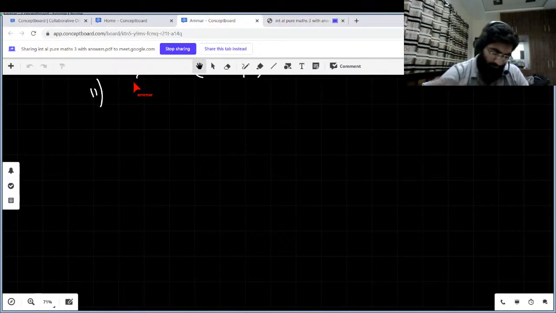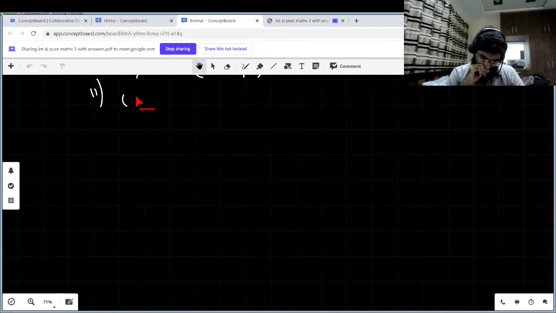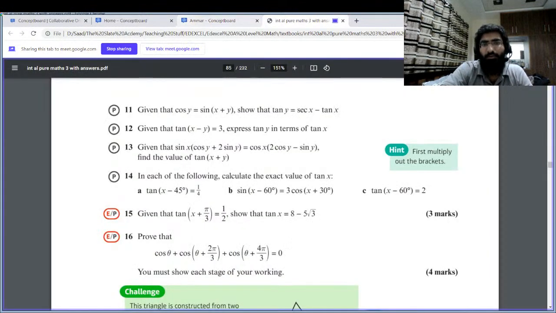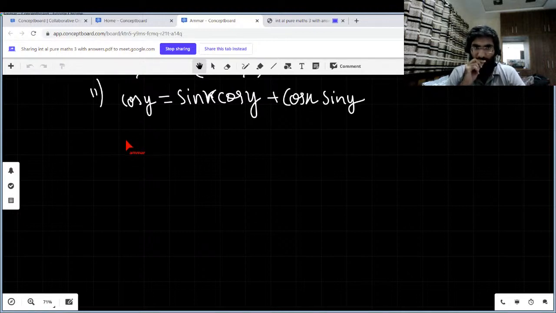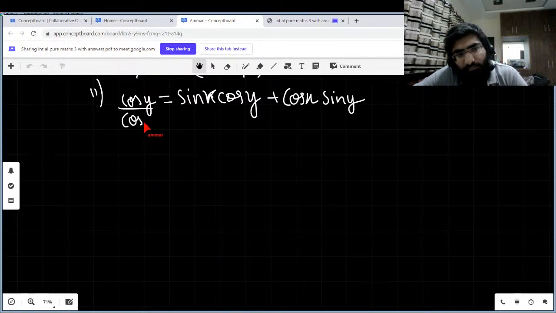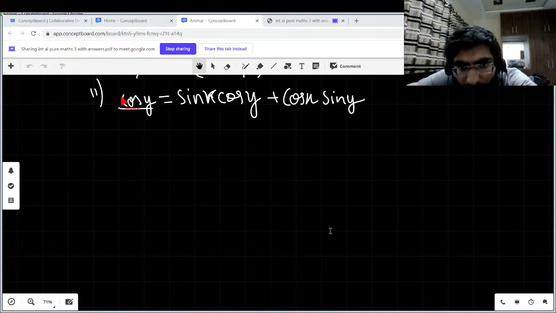Cos y is equal to sine x plus y. Okay, so cos y is equal to sine x cos y plus cos x sine y. So, if I divide all of this with, divide by cos and multiply by sine. No, divide by cos square and multiply with sine. Is that a thing? Can you do that?